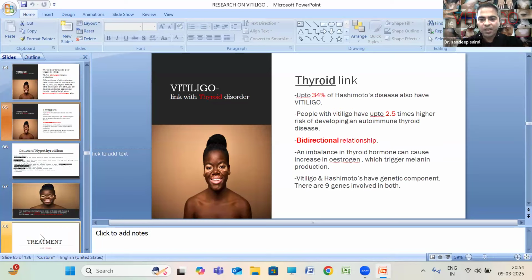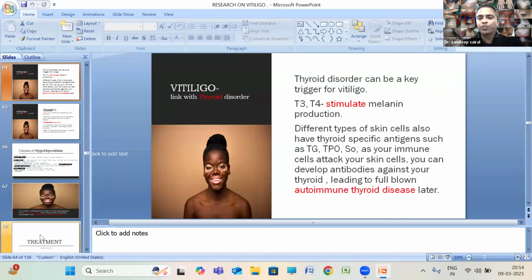Okay, and it's bidirectional. Anything can happen first. If a person has thyroid disease, they can have vitiligo. If vitiligo, they can have thyroid disease. Anything can come first. In fact, both thyroid disease and vitiligo can have an onset at the same time. This I have found. Maybe the genes are common. There's another explanation given: T3, T4 stimulate melanin synthesis, and you have T3, T4 low in the vitiligo. That may develop the vitiligo. Okay, and that is the correlation.